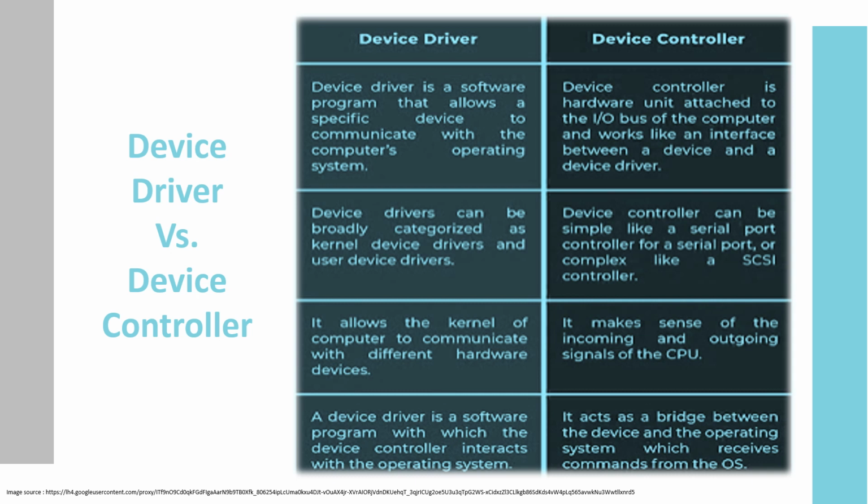Next point says it allows the kernel of a computer to communicate with different hardware devices. We have already discussed this point, right? Kernel means your operating system. So my device driver will allow my pen drive to communicate with the operating system. The device controller makes sense of the incoming and outgoing signals of the CPU. Of course, as we know, it's an input-output device. It is attached to the input-output bus. So my bus is nothing but something which allows the data to be passed, to travel from one location to another.